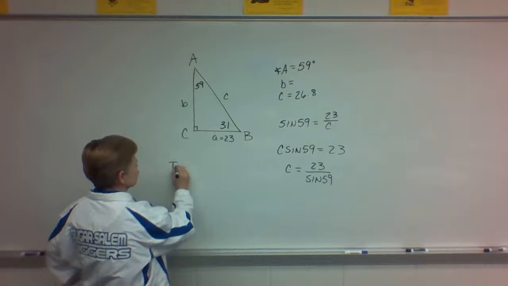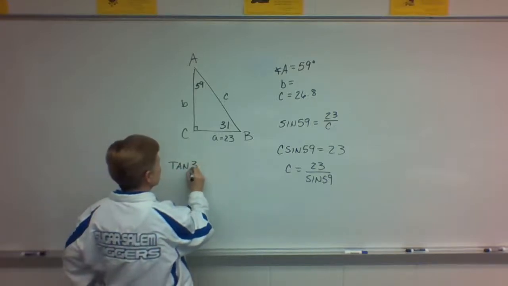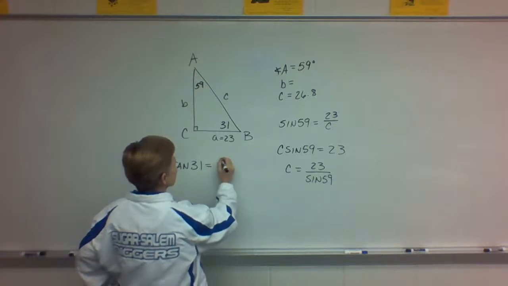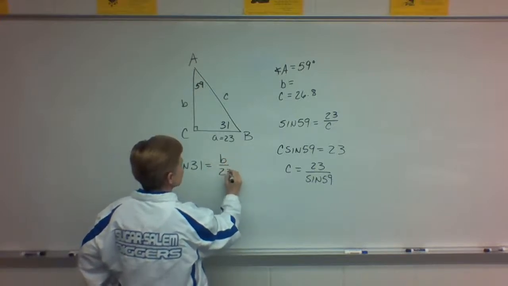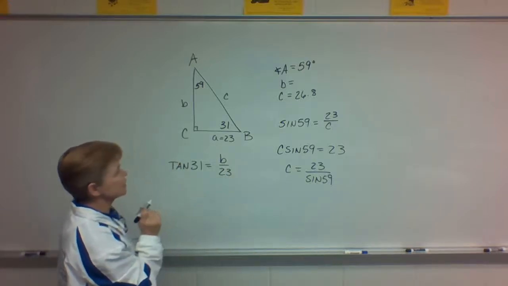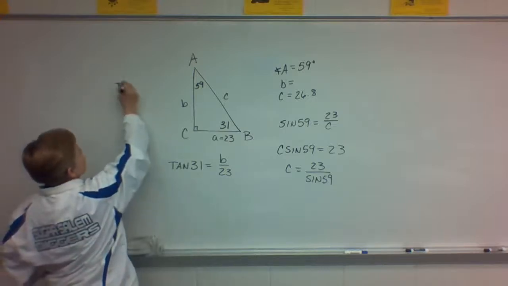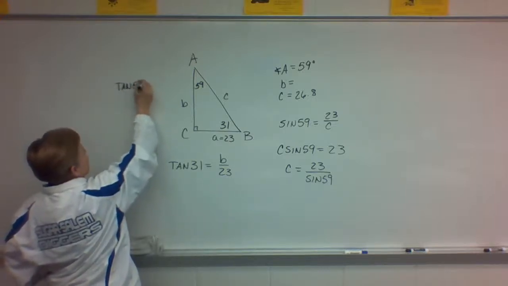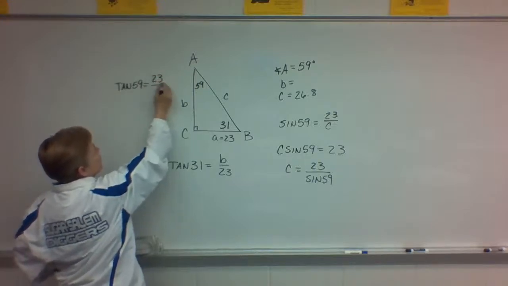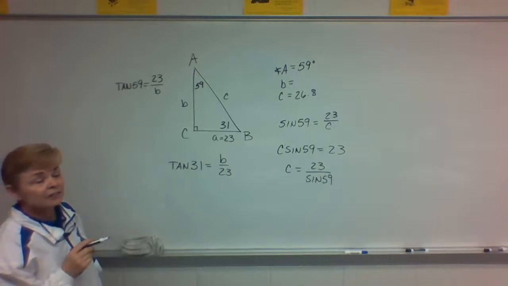Tangent of what? Tangent of 31. Tangent of 31 equals B over 23. Could we also have done the tangent of 59? Yes. If we did that, what would that look like? 23 over B.